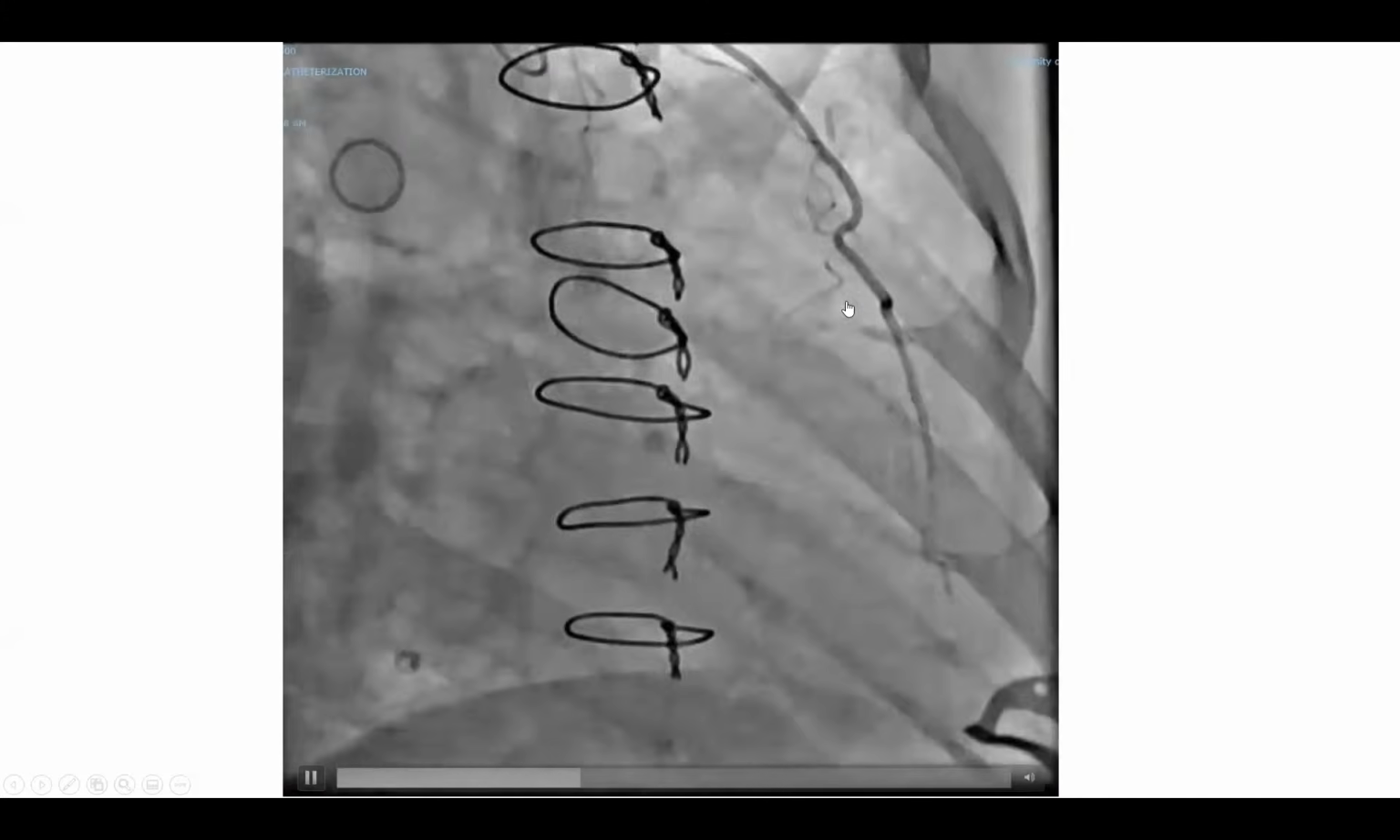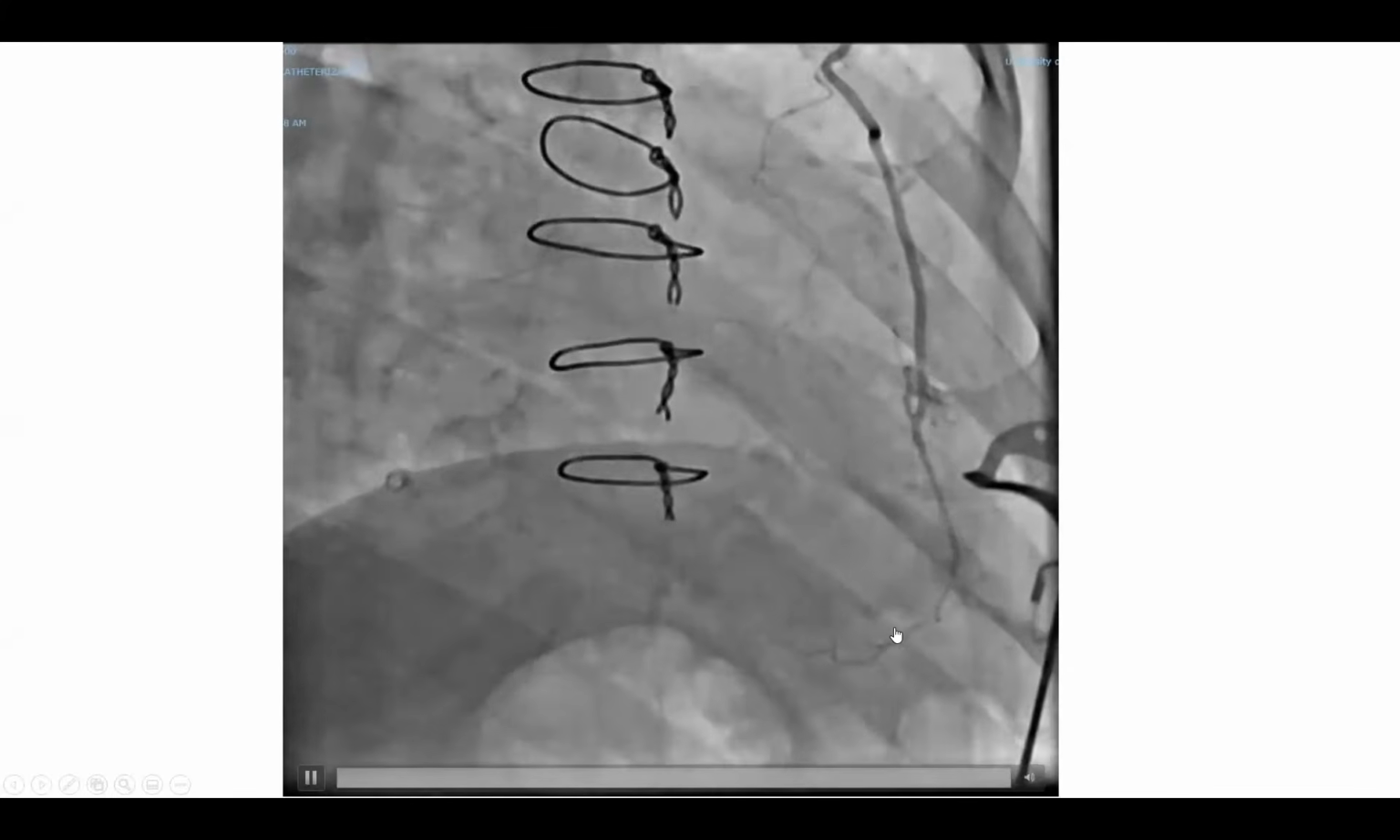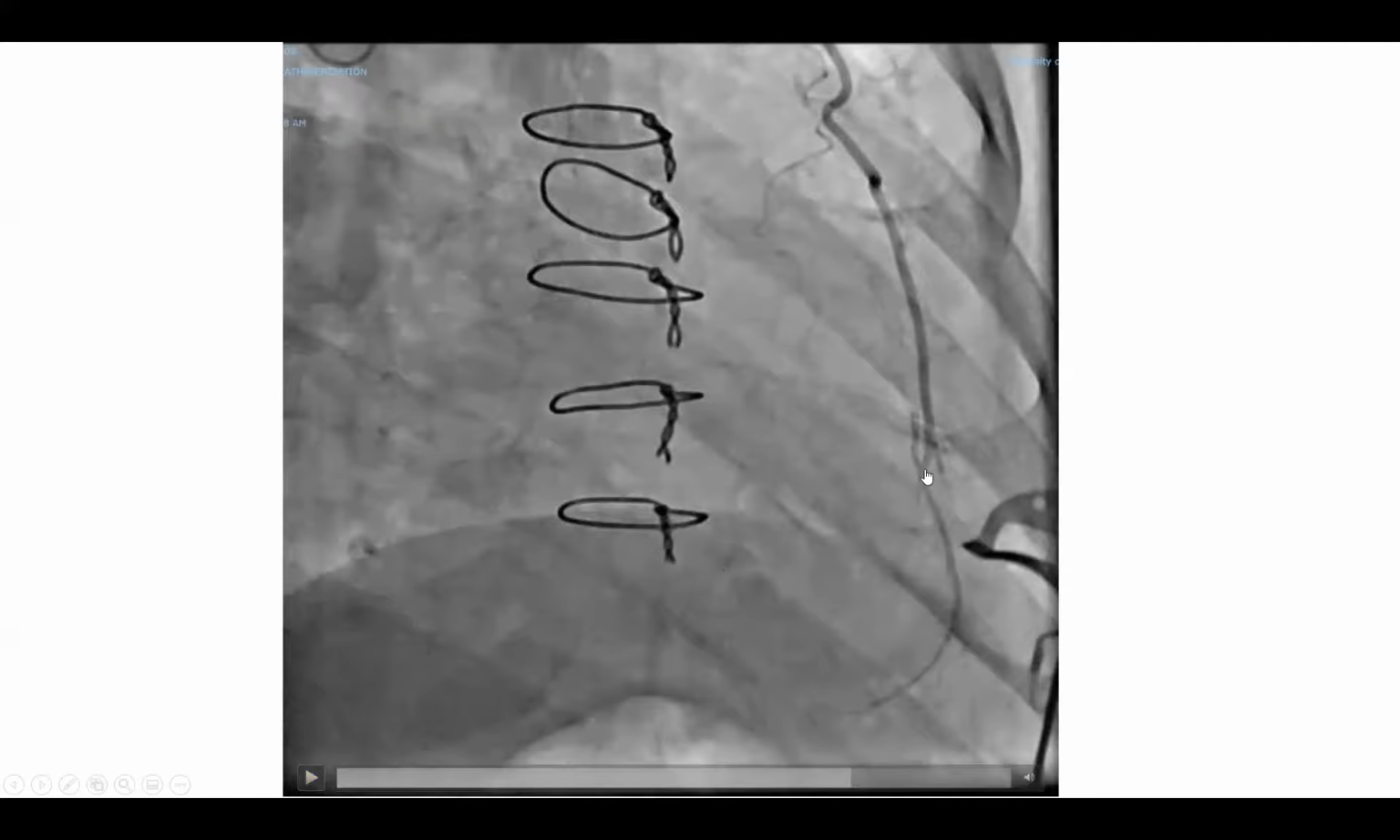So this is the LIMA to LAD. It's filling antegradely the distal to apical LAD. It's not filling anything retrogradely. That's important because that tells you that the proximal portion of the LAD, which is sitting here, is dependent on the native flow. In some other patient, the LIMA to LAD will fill all the way back. Then you know you don't care about native disease because the LIMA to LAD is taking care of it.